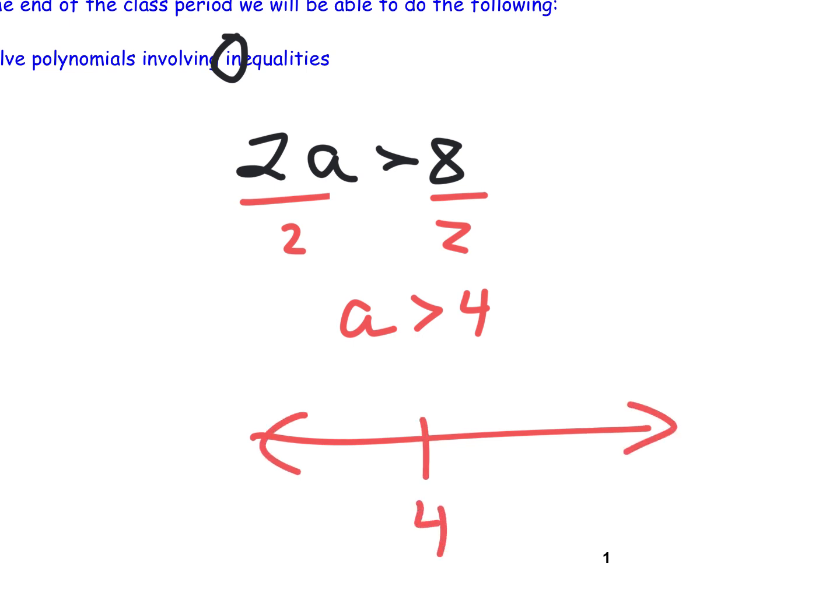Here's 4. Here's circling 4. It's bigger than 4. Does it actually include 4? No, because 4 itself, when you put it here, that would make it equal 8. And we don't want that. We want bigger than 8. Okay, so it's an empty circle. What if I wanted that circle to be filled in? I would say or equal to, and that problem's different, and then I'd fill it in.